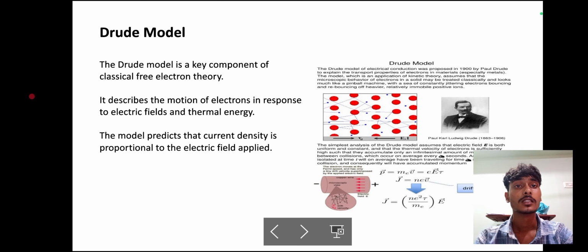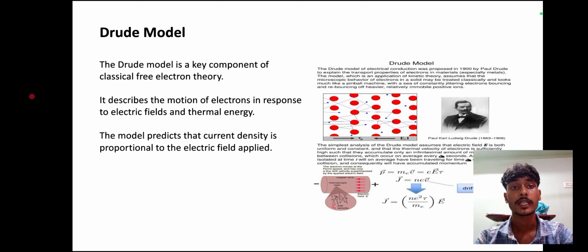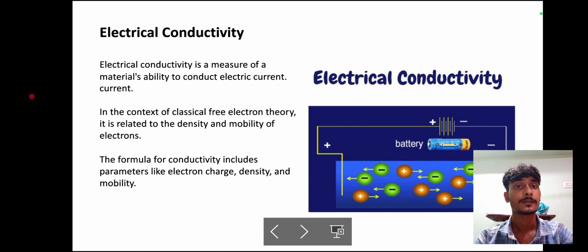Drude model. The Drude model is a key component of classical free electron theory. It describes the motion of electrons in response to an electrical field and thermal energy. The model predicts that current density is proportional to the electrical field applied.